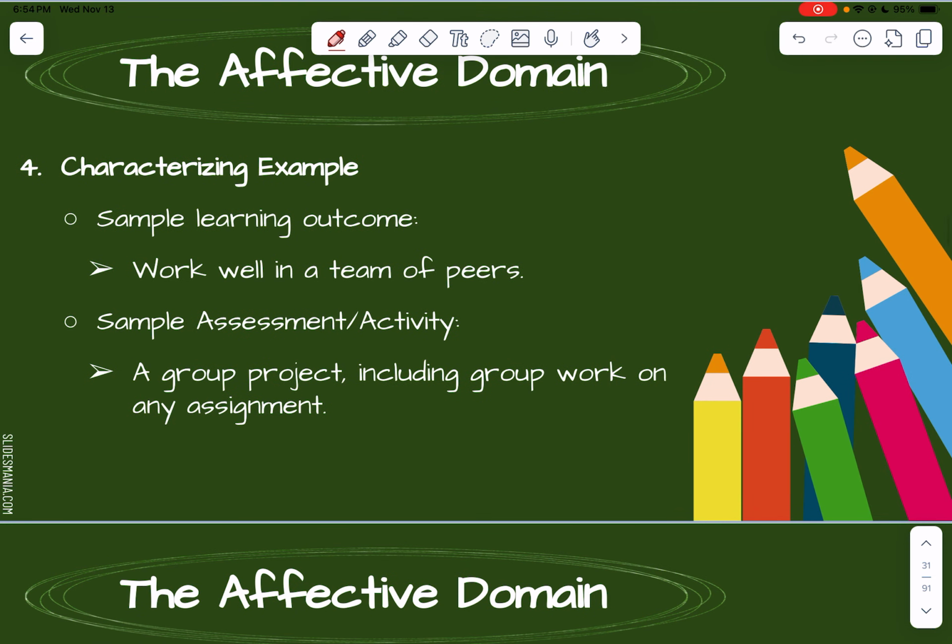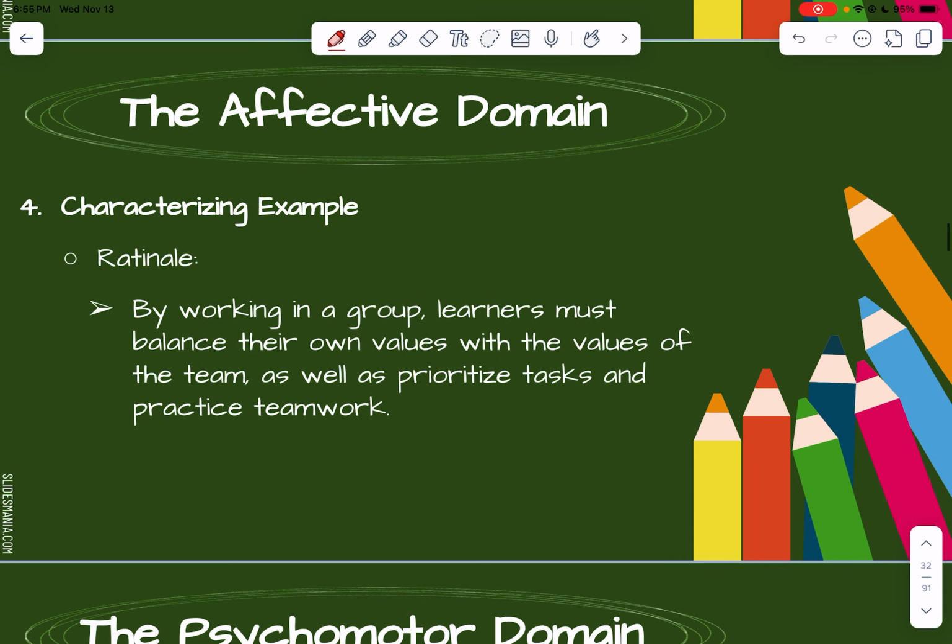So, to give an example, the learning outcome would be to work well in a team of peers. Sample assessments: a group project, including group work on any assignment. And the rationale here is that by working in a group, learners must balance their own values with the values of the team, as well as prioritize tasks and practice teamwork.